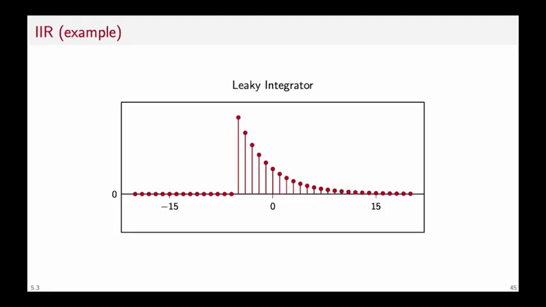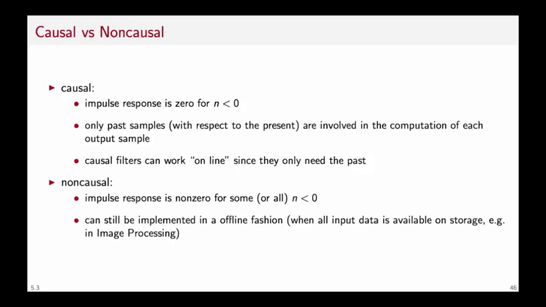For instance, the leaky integrator has an infinite support impulse response, but due to its algorithmic nature, we can compute each output sample with only 3 operations. A filter is said to be causal if its impulse response is 0 for n less than 0.